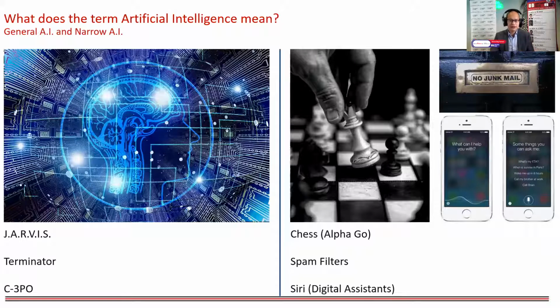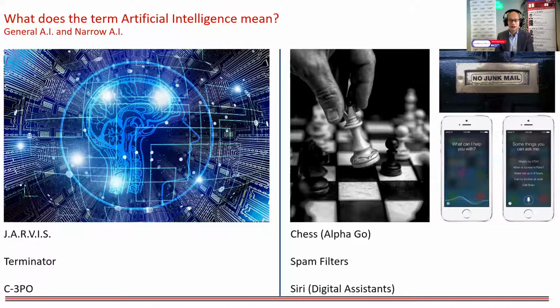What does AI mean? I'm sure we're all very familiar with Jarvis from the Iron Man and Avengers series, the Terminator from the Terminator series, C-3PO from Star Wars. These are AI that seem to be able to do whatever a human being is able to do. And typically, we term this form of AI as general AI. The other class of AI is that of narrow AI.